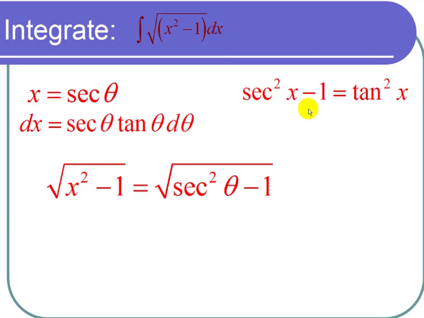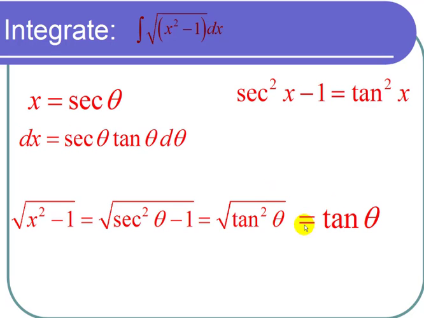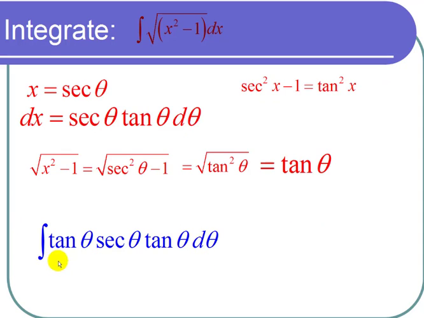And now I can use the identity, secant squared theta minus 1 is the tangent squared theta, and of course the root of a square is just itself, and I get that the square root of x squared minus 1 is equal to tangent of theta. Now I can substitute all of this into the integral. And what I get is the integral of the tangent theta that comes from the square root times the secant theta tangent theta d theta that comes from dx.